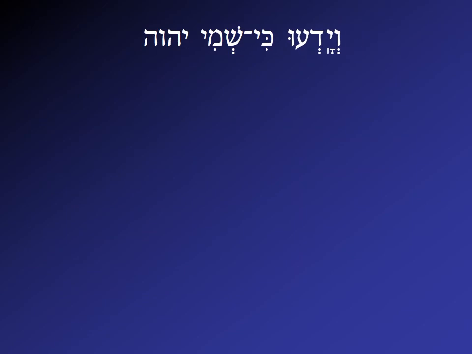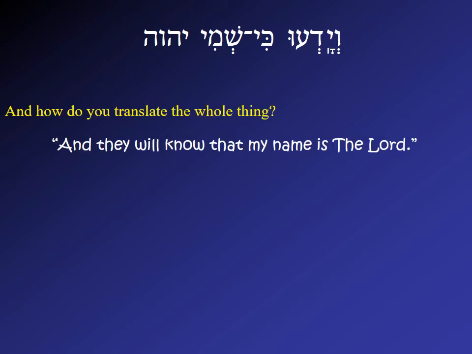Okay, so we come back to our full sentence now. V'yad'u ki shemi Adonai. Translate. And they will know, v'yad'u, that ki shmi, my name, Adonai, is the Lord. One could potentially translate, and they will know, surely my name is the Lord. But that doesn't make as good a sense in English, so they will know that my name is the Lord.